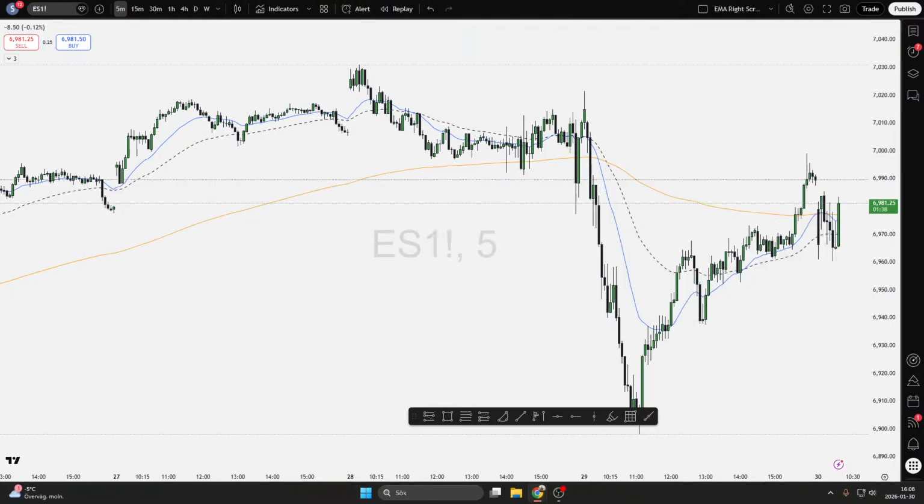Trading futures, SP 500. I am trading using two screens.